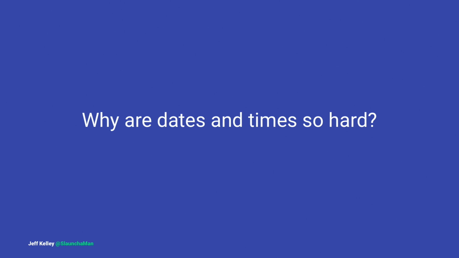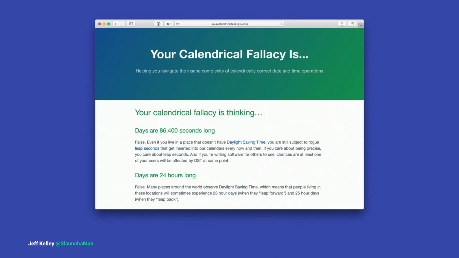Well, the answer is calendrical fallacies. So this is calendricalfallacies.com, made by Dave DeLong, who works at Apple. And there are a lot of things that we assume that just aren't true with calendars. Like for instance, the day is so many seconds long, the day is so many hours long. So I'm going to pull some really fun examples from that first talk.